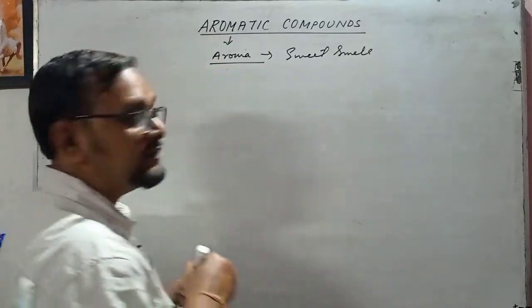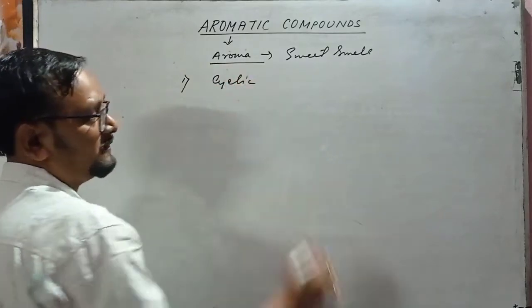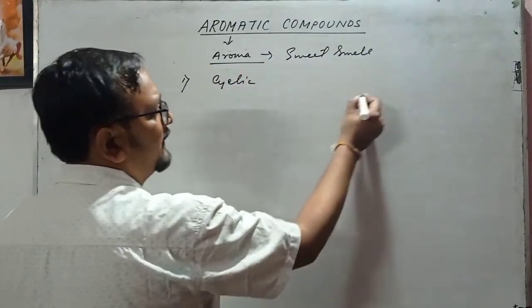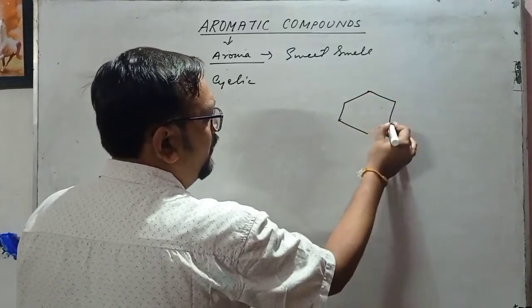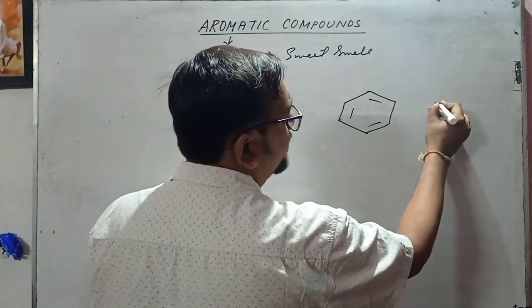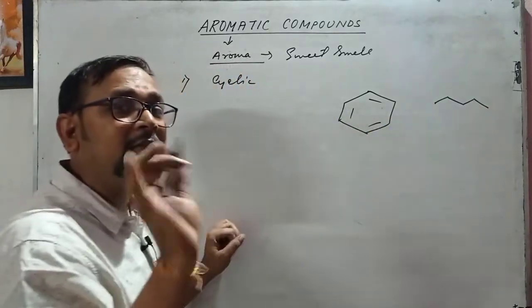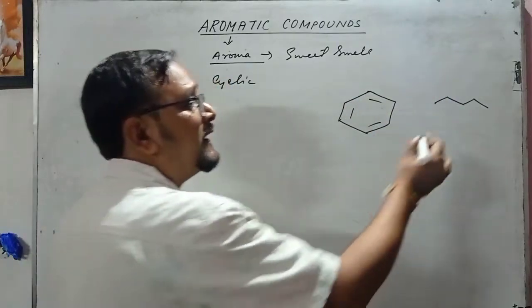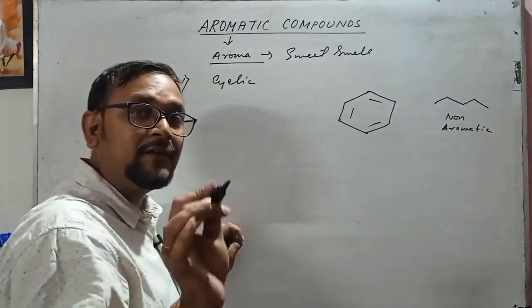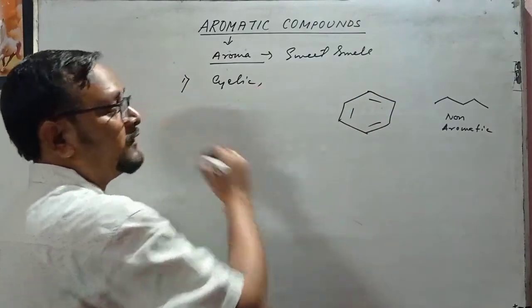So what are the characteristics of an aromatic compound? The first thing is that it needs to be cyclic. Yes, so an aromatic compound needs to be cyclic. Now if I give a compound like this, and on the other side I have taken a compound like this, this type of compound can never be aromatic. By looking at them only you can say that they are non-aromatic. In order to be aromatic, they need to be cyclic. That is the first criterion.